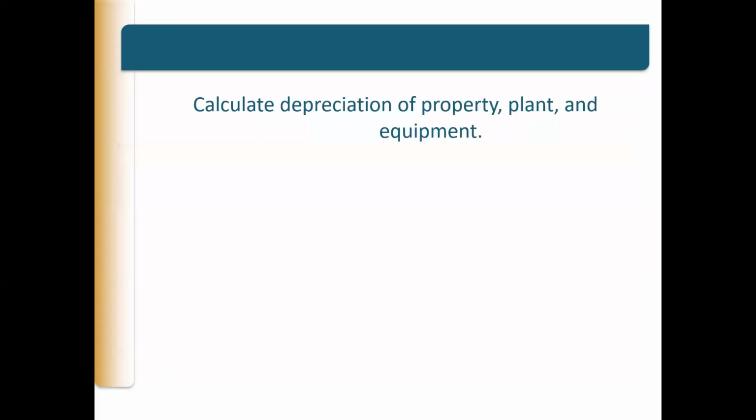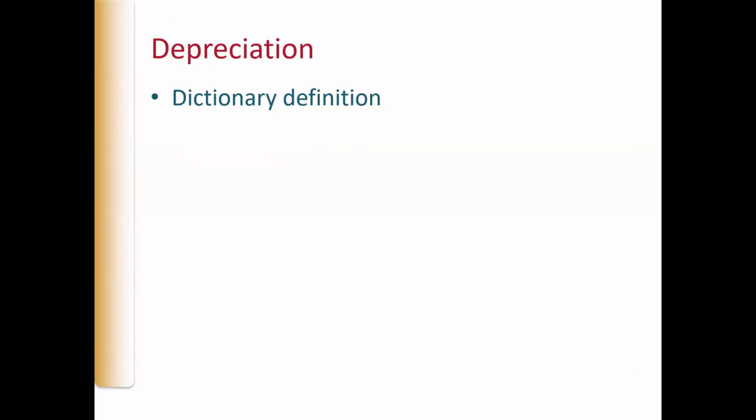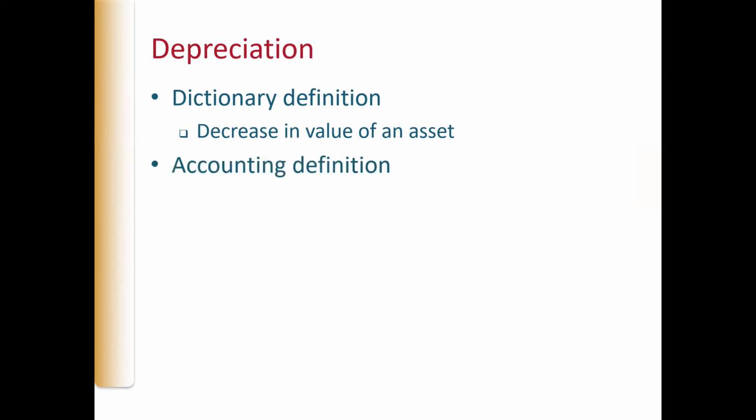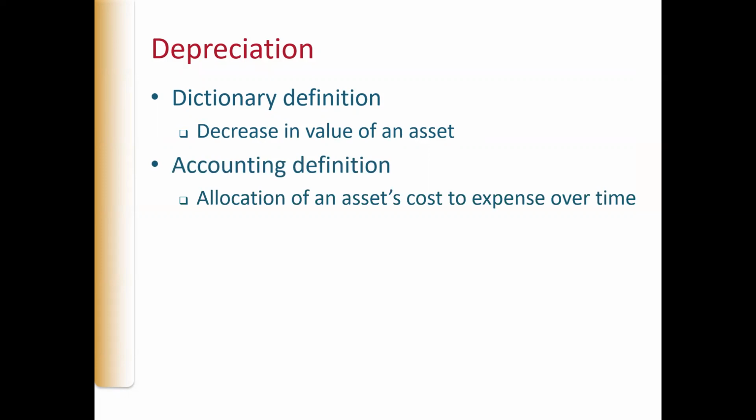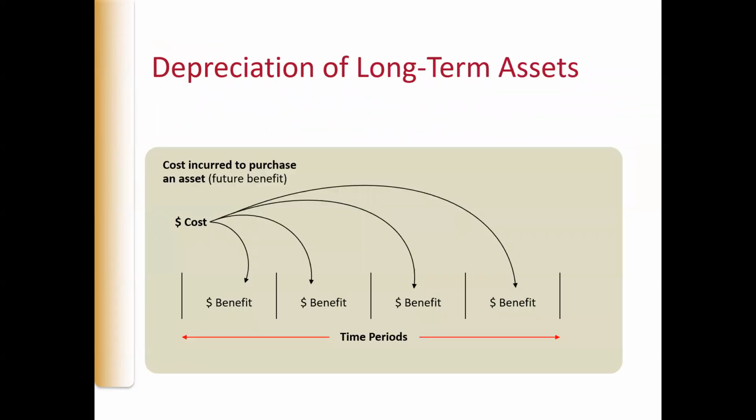Now, cost allocation is just a nice way of talking about depreciation. Depreciation in dictionary terms is not depreciation in accounting terms. In a dictionary, it says depreciation is decreasing the value of an asset. But our purpose for depreciation is really more of an allocation of an asset's cost to be expensed over time.